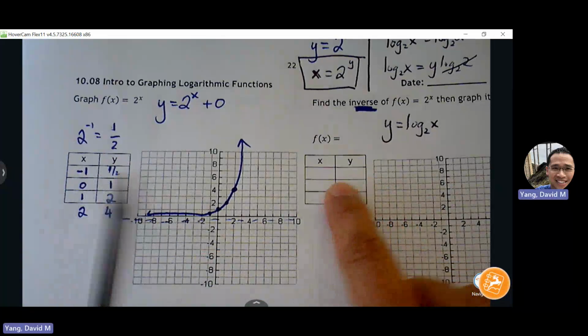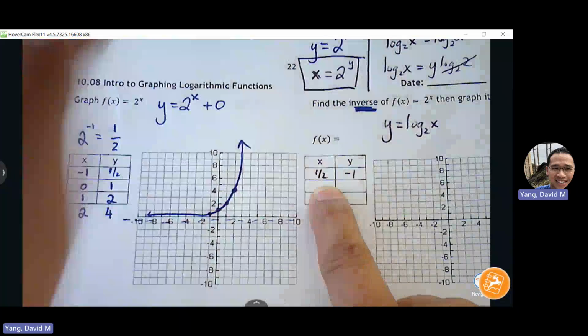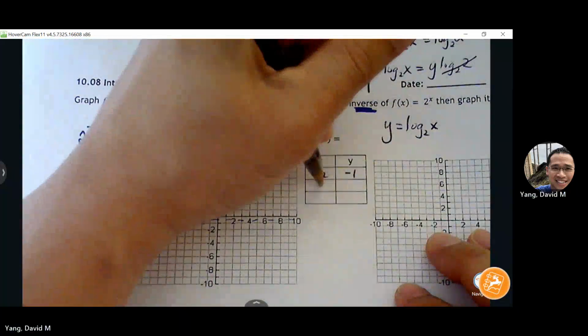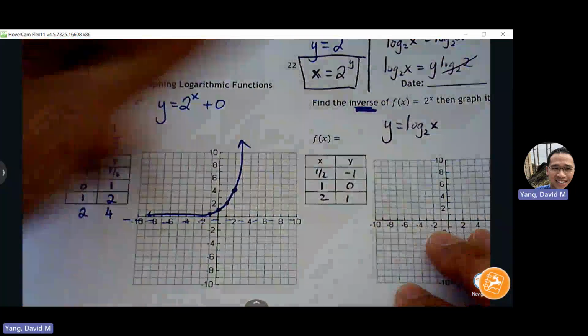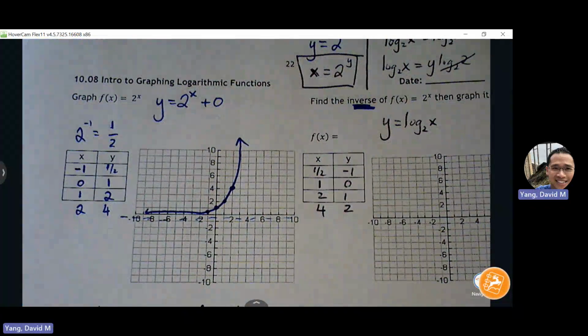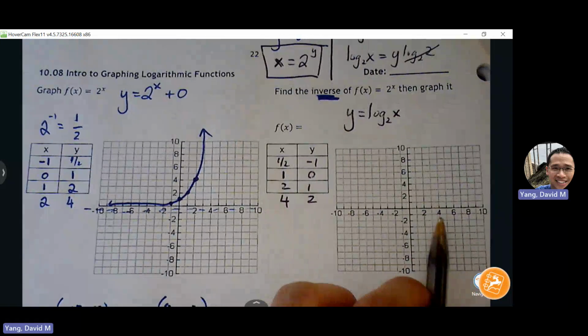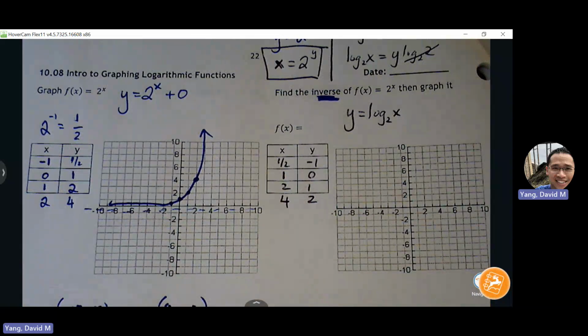So instead of -1, 1/2, my ordered pair is going to be 1/2, -1. Instead of 0, 1, it's going to be 1, 0. Instead of 1, 2, it's 2, 1. Instead of 2, 4, it's going to be 4, 2. So that's the connection. Even though logs feel very abstract, if I know the exponential version of this equation, I can find those ordered pairs and flip-flop. We are going to talk about how we can graph logs a little bit faster than this method, but it's nice to have that as our anchor.